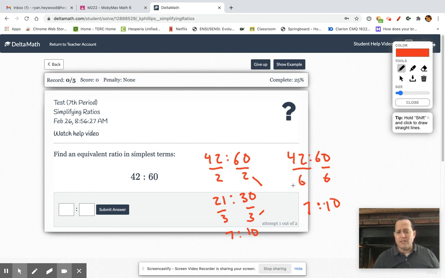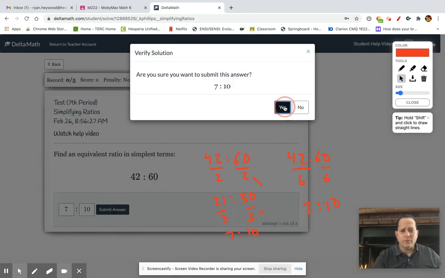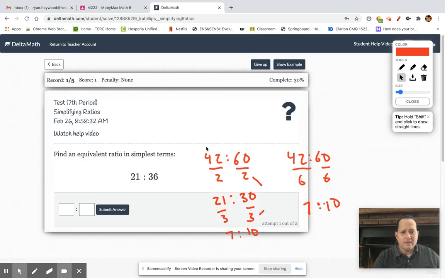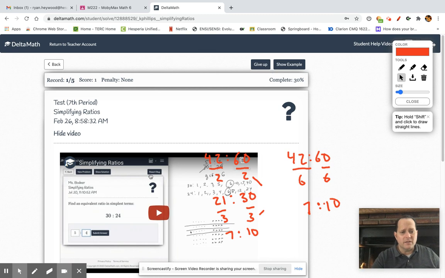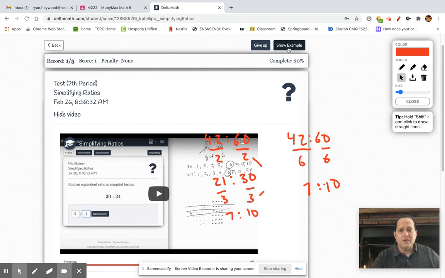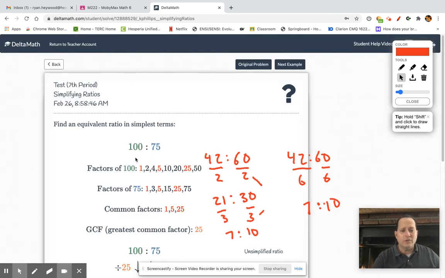But if it takes you a really long time to figure out what the greatest common factor is, this may even be shorter for you. Okay, so let's go ahead and do this. So it is 7 to 10. And again, if you get stuck on this, don't forget you have the resource of the help video and the example. So say you're like, you know what, Mr. Haywood, your explanation was okay, but I still didn't quite get it. I need help watching this video. So there's another video that explains how to do a couple of these. And then there are also these examples that show how to do them.